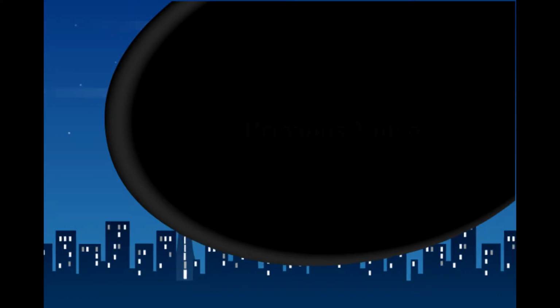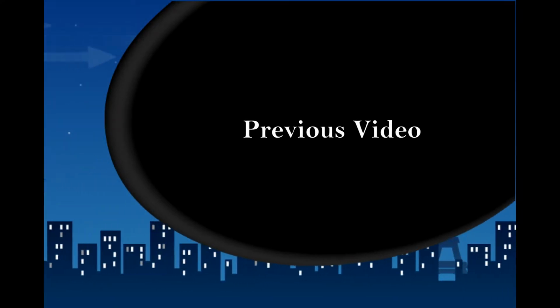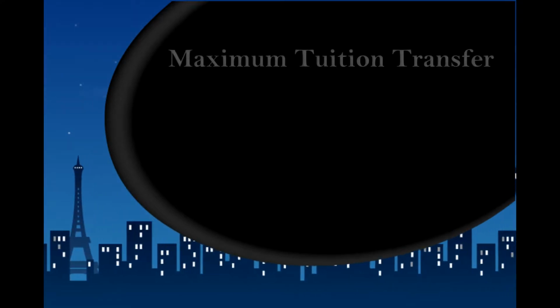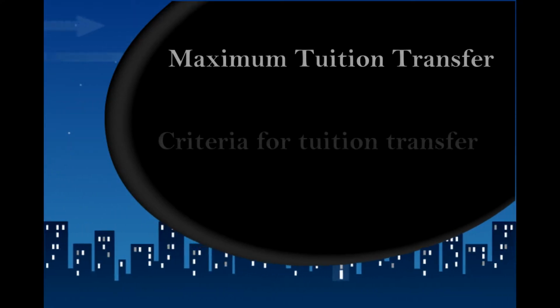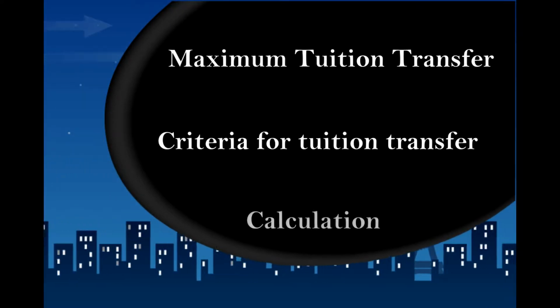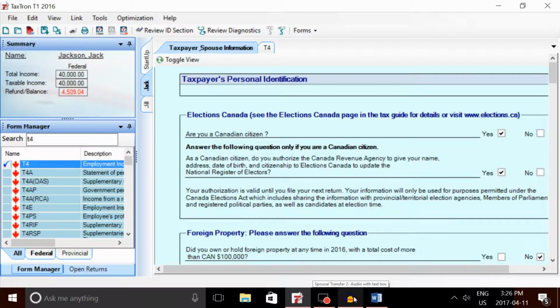Some examples of the things we looked at in the previous video are the maximum tuition transfer at the federal and provincial level, the criteria for tuition transfer, which is a very, very important one, and the calculation for determining the max transferable amounts. Okay, so without further ado, let's get into the subject.